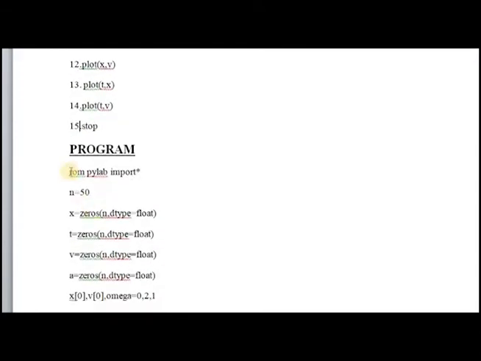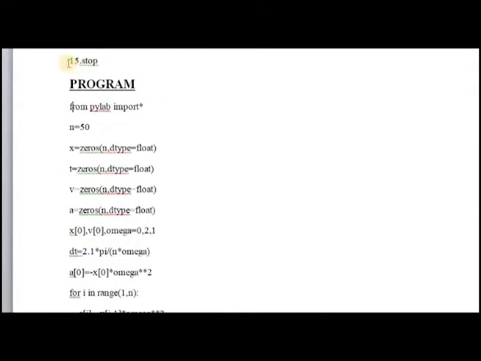And moving to the program, if we are using the command from pylab import star, it means all the functions defined in the pylab module can be used by us. And here I have given the number of iterations in the loop as n is equal to 50, and have initialized arrays for position, time, velocity and acceleration to be zeros, with n number of data points, and the data type of these data points is initialized to be float. And we have initialized x0 as 0, initial velocity 2 and initial omega value to be 1.